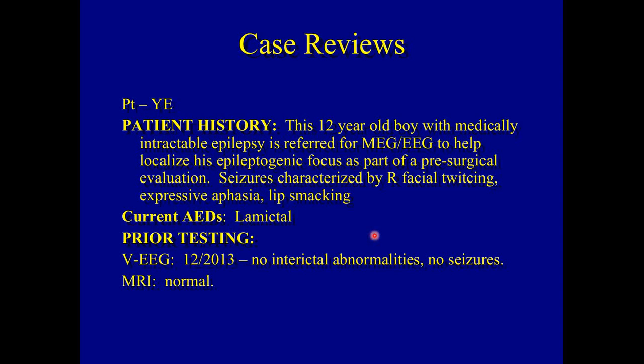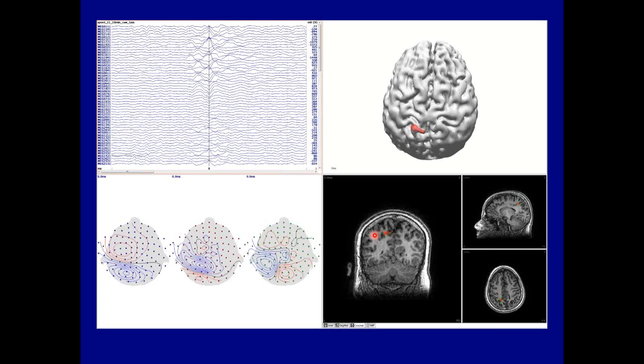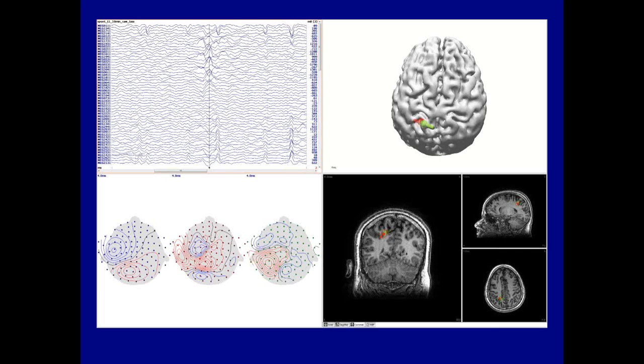A 12-year-old boy who has right facial twitching but no interictal abnormalities, no seizures. Uh-oh. Here we're dealing with one of these no EEGs on long-term monitoring. It's a 10% chance of seeing something. But in this particular case, we did have a nice MEG spike, and the MEG spike localized to just behind the probable motor cortex here on the left hemisphere, which would go along with his right-sided findings.